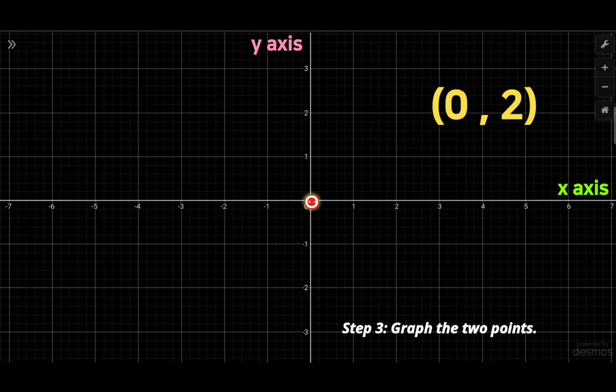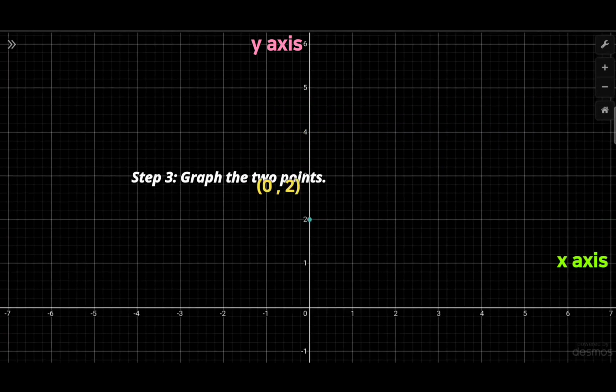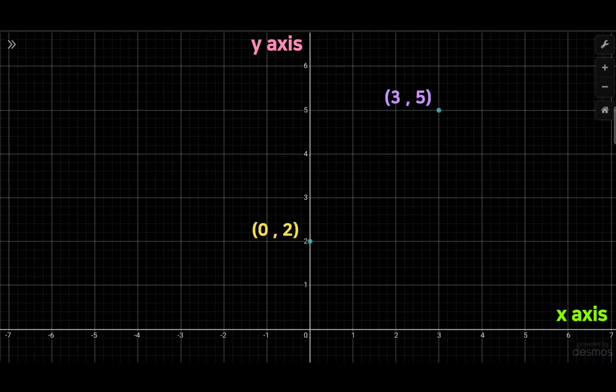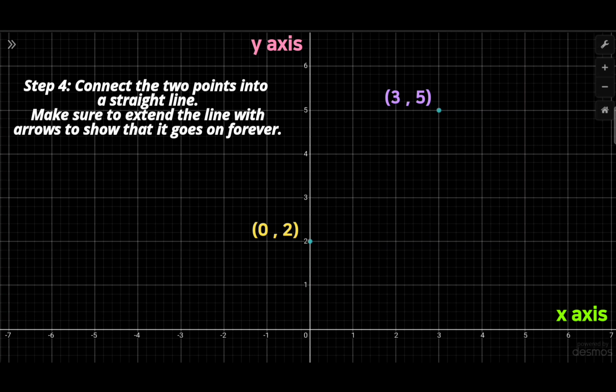So, to find the point described by the ordered pair 0, 2, you would start by looking at the first number, the x coordinate 0. It tells you to stay there. Next, you look at the second number, the y coordinate, which tells you to go 2 units up. Now it's at the point 0, 2. In the same way, let's find the point 3, 5. You would start out by going 3 units to the right and then 5 units up. Now step 4. Connect and extend the 2 points to make a straight line.